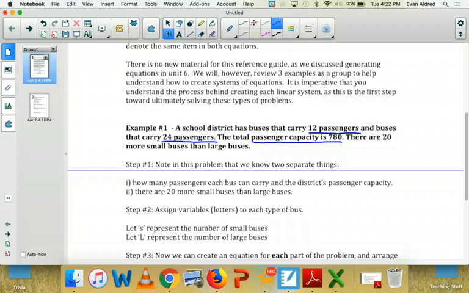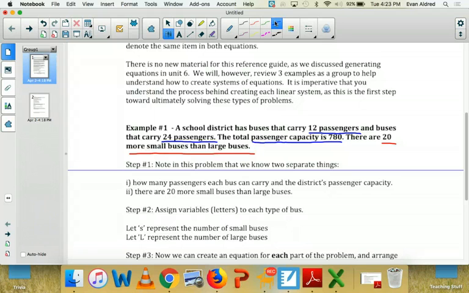And now if we look at the information that I'm underlining in red, we have some information that deals with the number of buses. Not the number of passengers, but the number of buses involved. So we know that in terms of our total number of buses, which can hold a total of 780 passengers, 20 more of the buses are small, or they hold 12 passengers, than are large, which hold 24 passengers.